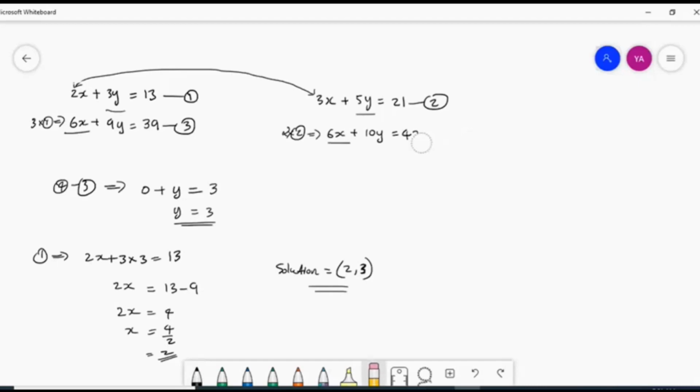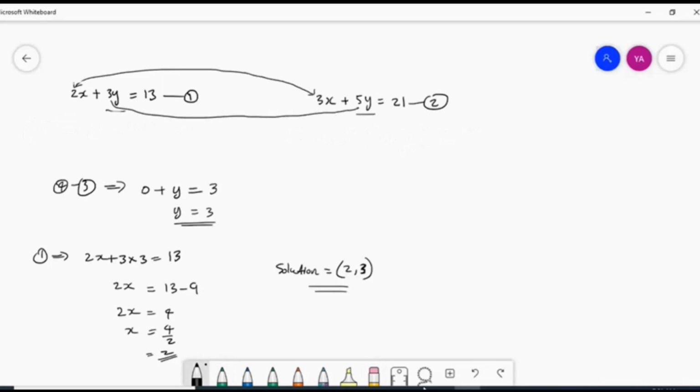How can we make the coefficients of the y terms equal? We multiply the first equation by 5. So 5 into equation number 1: 10x plus 15y is equal to 65. Okay, and this is equation number 3.